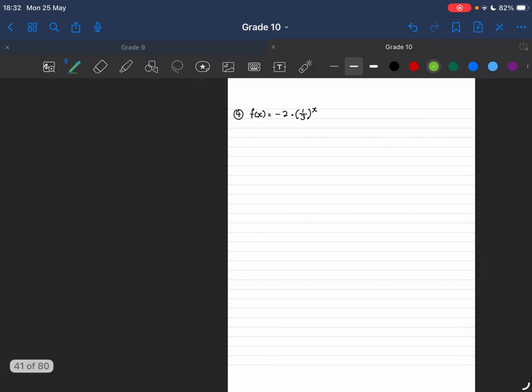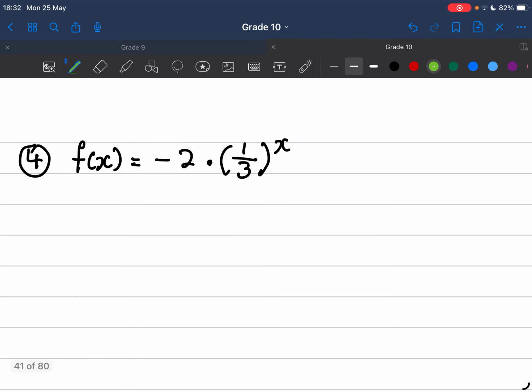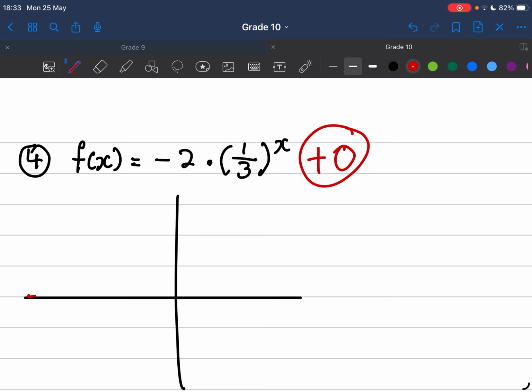Okay, that's done. Let's keep it going, guys. All right, let's keep it going. So yeah, again we've got a plus 0. So my asymptote hasn't changed. I've still got an x-intercept, an x-axis or y-axis. I can go ahead and draw my asymptote here, which is y is equal to 0.